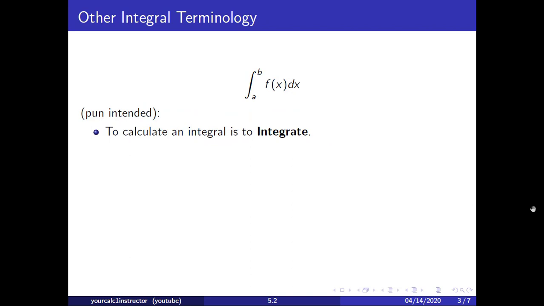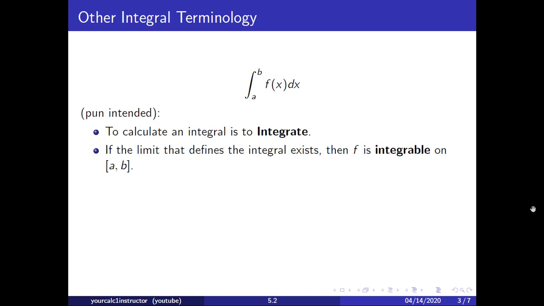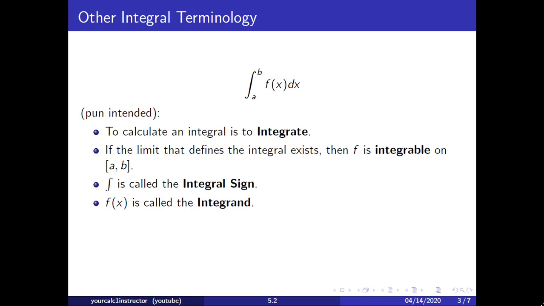First off, to calculate an integral is to integrate. If the limit that defines the integral exists, then we say that f is integrable. This very much parallels the idea of differentiable. Remember, a function is differentiable if the limit that defines the derivative exists. This weird squiggle here is called the integral sign, and note that it looks like an elongated capital S because the integral is a limit of summations. The function f of x that we are integrating is known as the integrand.